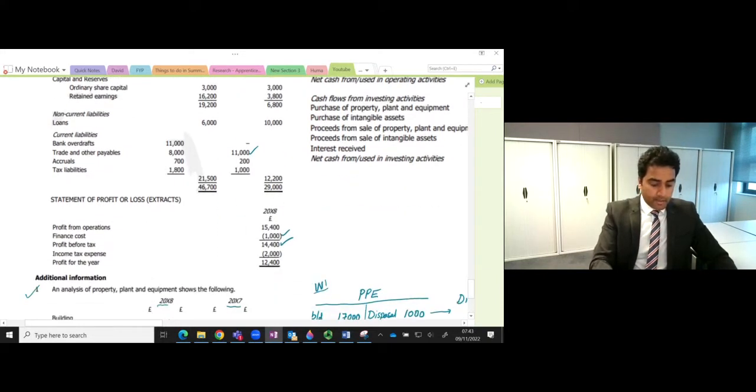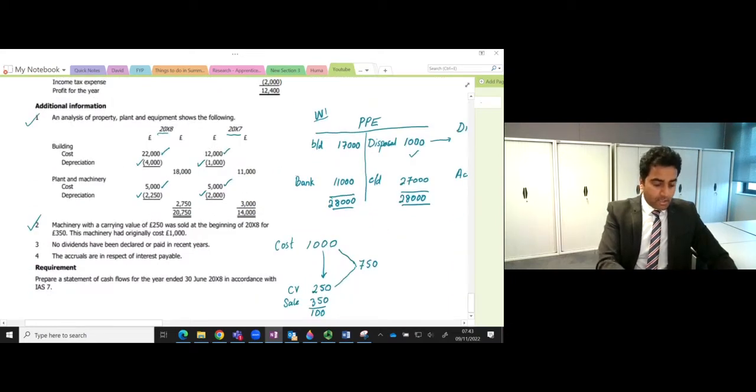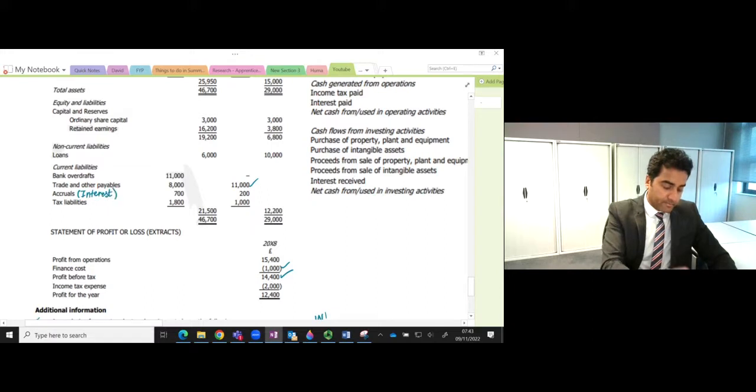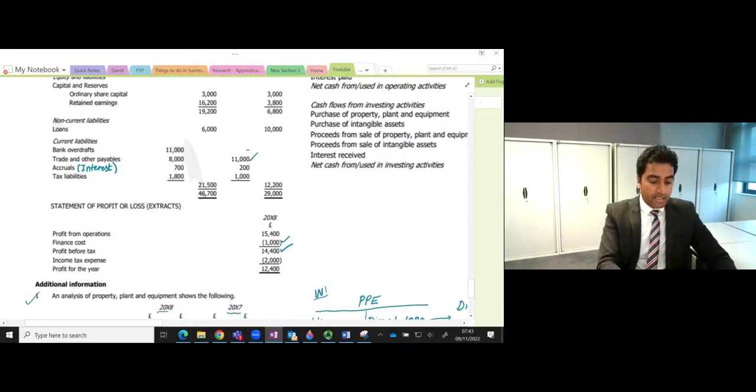Now over here in the notes, it is given that no dividend has been declared or paid in the recent year. Note number 4 says accruals are in respect of interest payable. So these accrual figures over here are actually for the interest, $700 and $200. And then in the income statement, I can see that the interest finance cost, which is 1,000, has been recorded as an expense.